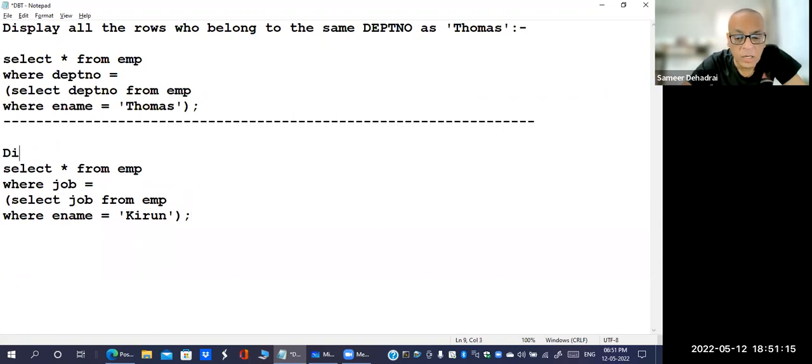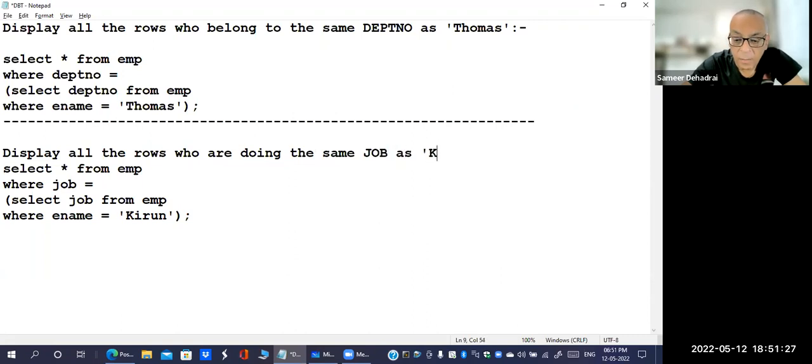Note down the problem statement. Display all the rows who are doing the same job as Kiran.